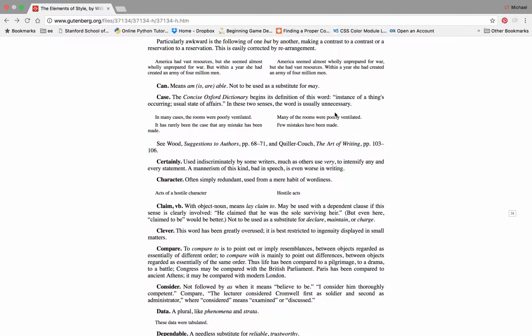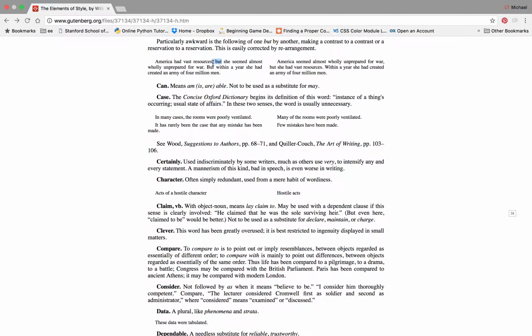So again, the left side is worse and the right side is better. "America had vast resources, but she seemed almost wholly unprepared for war. But within a year, she had created an army of 4 million men." Versus "America seemed almost wholly unprepared for war, but she had vast resources. Within a year, she had created an army of 4 million men." That makes sense. That really makes sense. And it also makes sense why it's better.